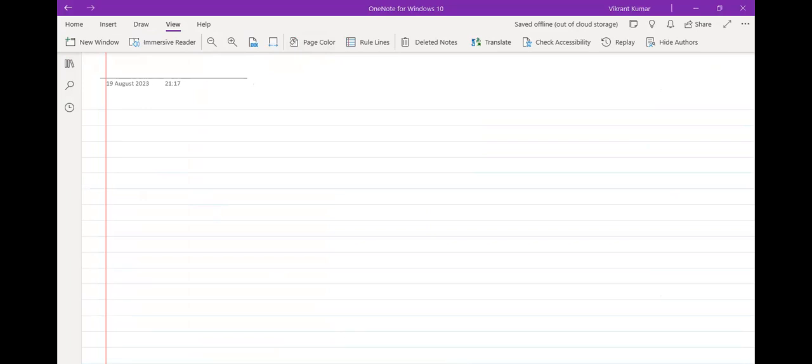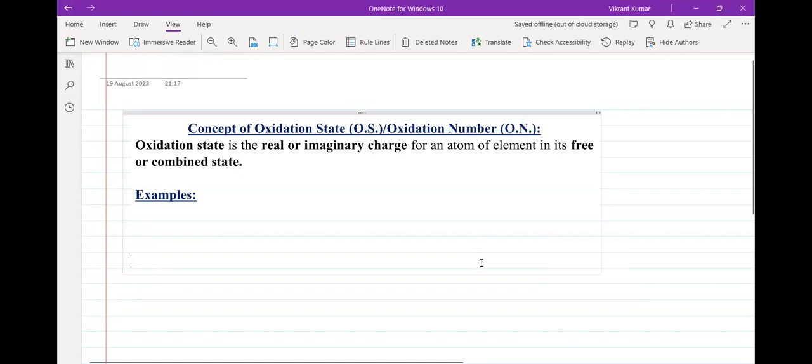What do you mean by the concept of oxidation state? So it is simply a real or imaginary charge for an atom in a given state or in a given substance. So like if I'm talking about oxidation state, what do you mean by that?